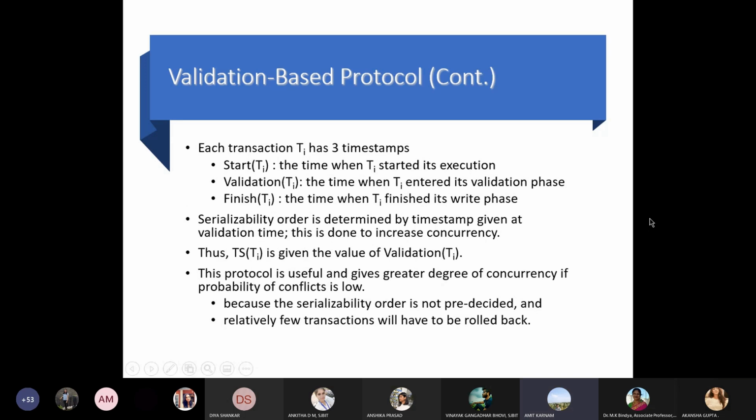So we see here that each transaction has three timestamps. That is the timestamp when it starts, the next one when validation occurs, and then when it finishes. The start timestamp indicates the time at which the transaction has started, the validation timestamp is the time at which validation occurs, and the finish timestamp is when the data is written into the database.